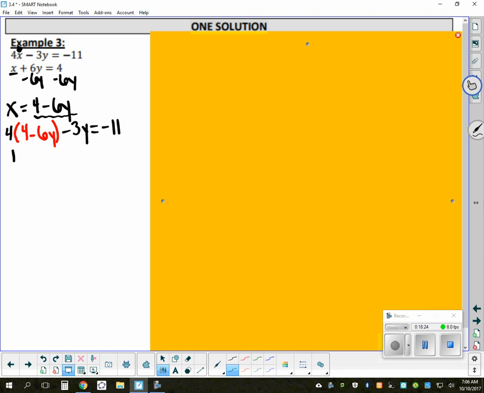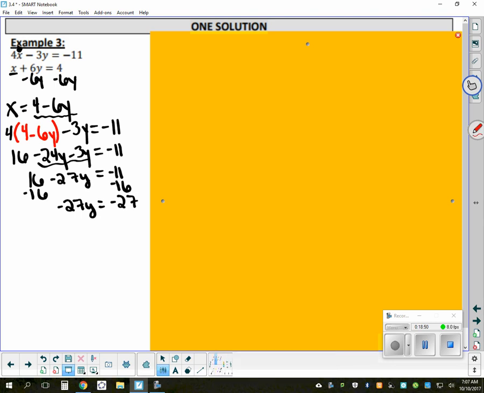I would start with the distributive property. Then I would combine like terms. These y's are on the same side, so I combine them exactly as they are. Negative 27y, subtract 16, and then divide by negative 27. y equals 1. Yay, we have an answer.